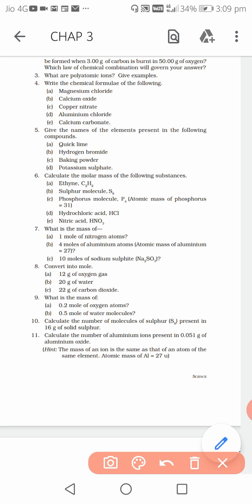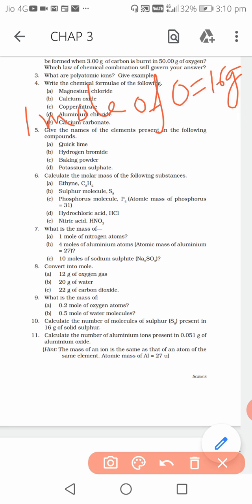Okay, then next one, number 9. What is the mass of 0.2 moles of oxygen atom? Okay, now you are asked to calculate the mass. Oxygen atoms, no? So atom means 1 O. So we know that 1 mole of oxygen is equal to 16 gram.